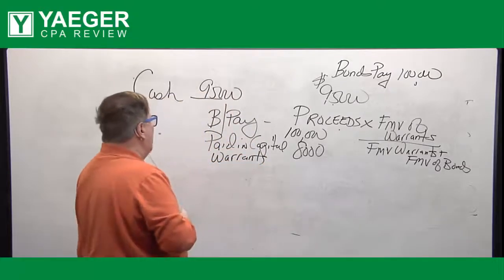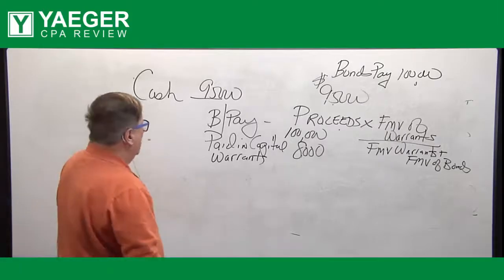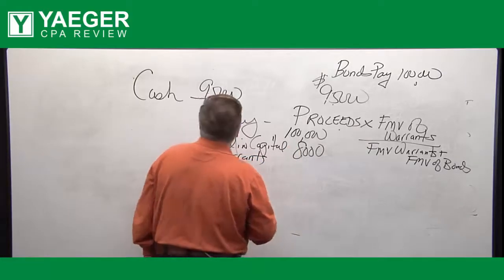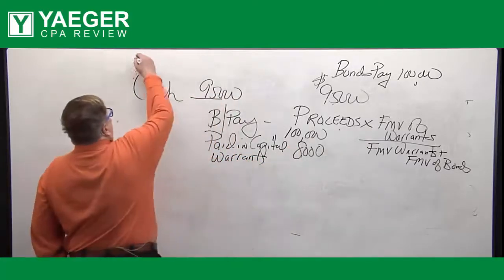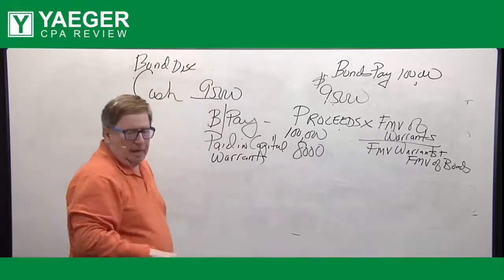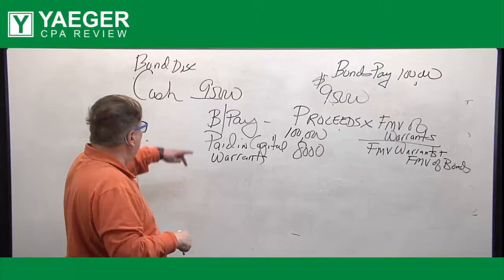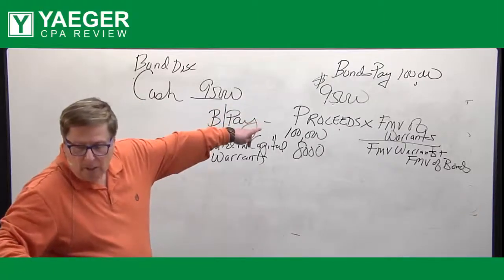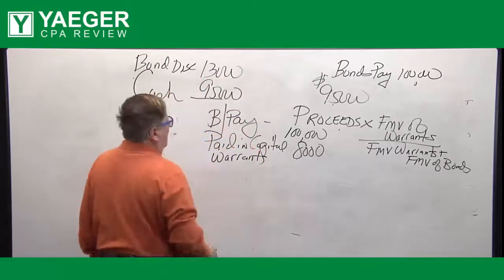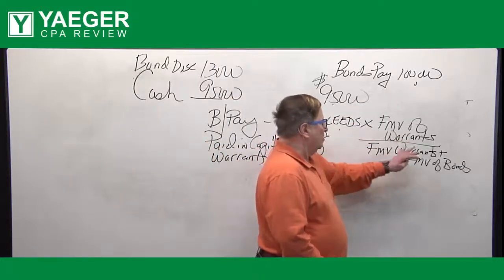Now, whatever we need to make this balance goes to either bond discount or bond premium. Well, we have credits of 100 plus 8. That's 108,000. We have debits here of 95. So there's going to be a bond discount. That's going to be our plug here. And it'll be the 108 minus the 95,000. And that will be $13,000. That's the amount that goes to bond discount. Now, you only do this amortization when you know the fair market value of the warrants and the bonds.